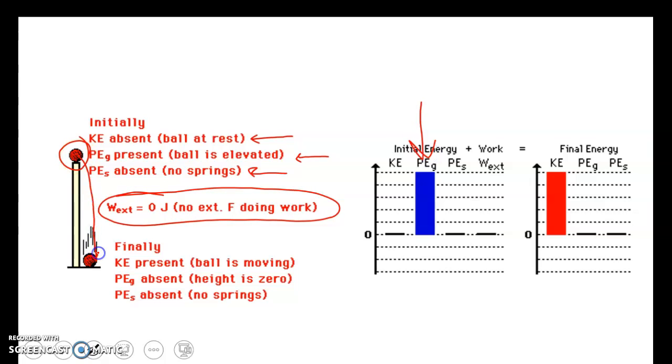As the ball drops and right when it hits the ground, is it moving? Yes. So it has kinetic energy. Does it have height? No more. Does it have springs? Nope. Therefore all that's left is kinetic. So all my potential energy gets converted to kinetic energy.